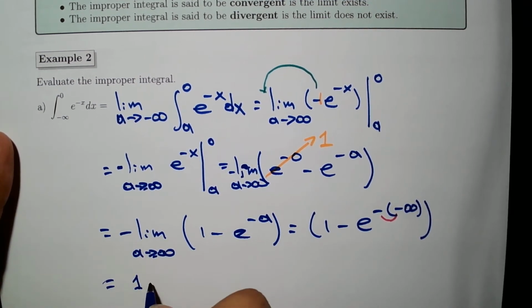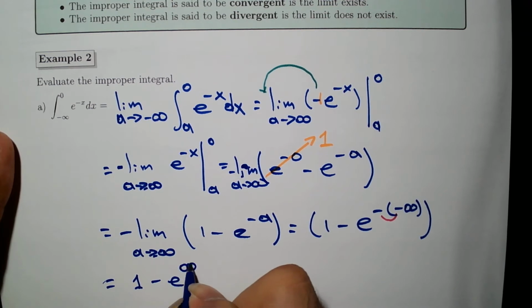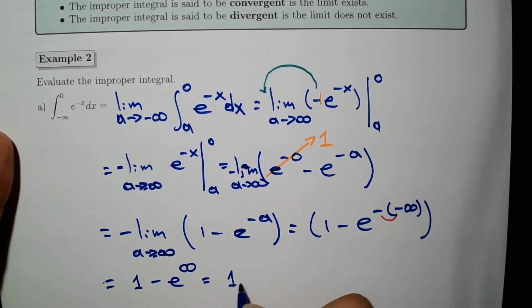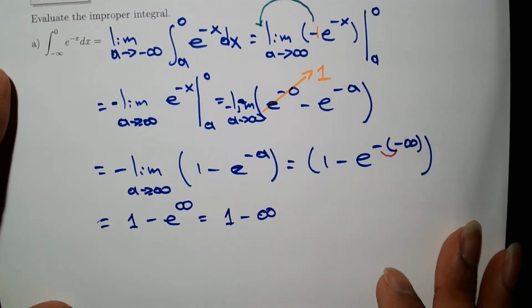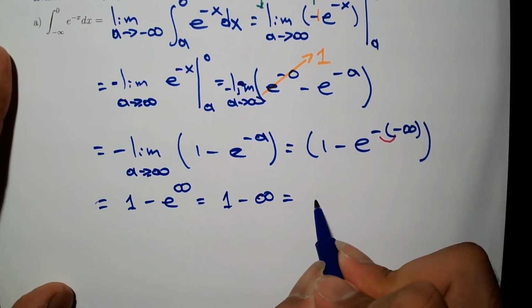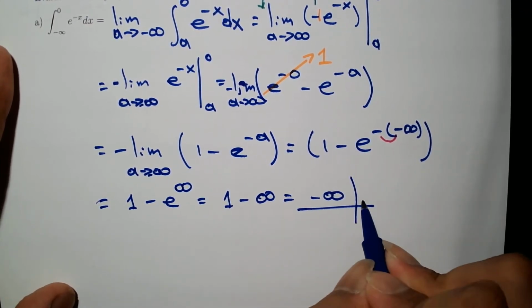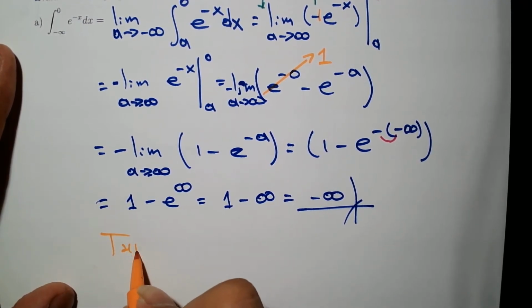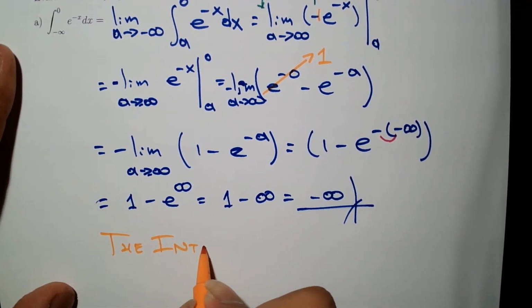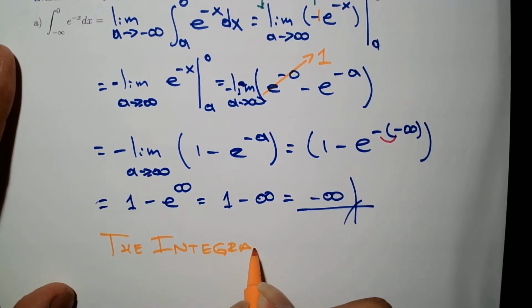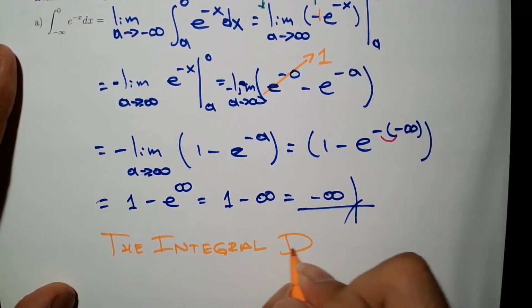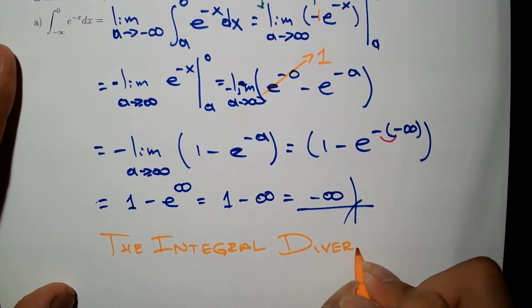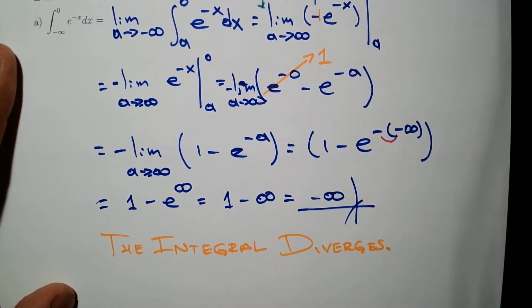So I'm going to have 1 minus e to the infinity. But what is e to the infinity? It's still big. And 1 minus infinity, what is that going to give us? That's going to give us negative infinity. So in this case, the limit does not exist. So the integral diverges. Okay.